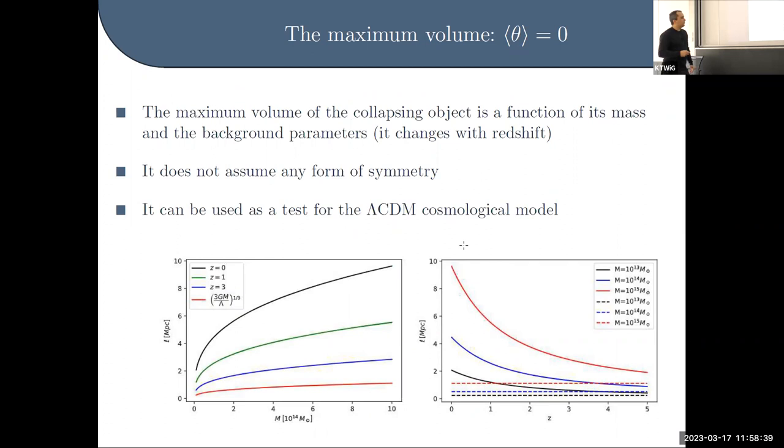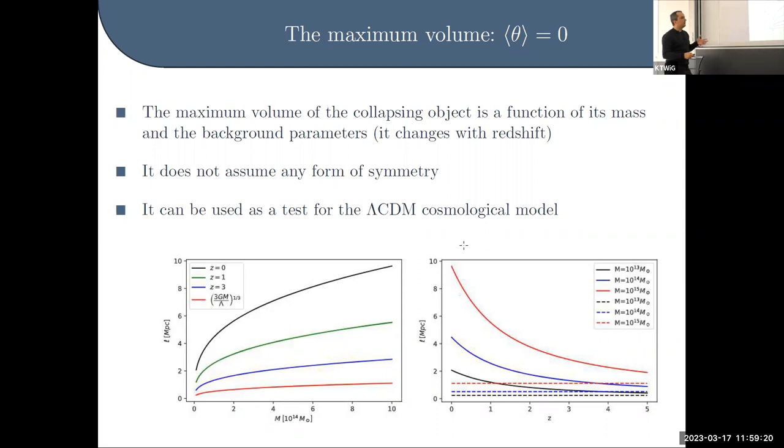So here it's just to show you the differences from the previously mentioned approach. Our approach gives, of course, values which change with the redshift. This is the cubic root of the maximum volume that we expect at different redshifts, here for different masses. The solid lines are our predictions, while the dashed lines are again these fixed values calculated from perturbation theory. As you can see, they do converge. And let me remind you also that we're talking about the averaged expansion rate, not the point-like expansion rate. And that's why these things differ.